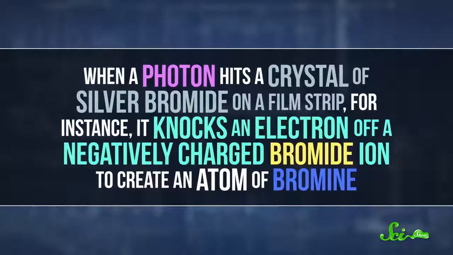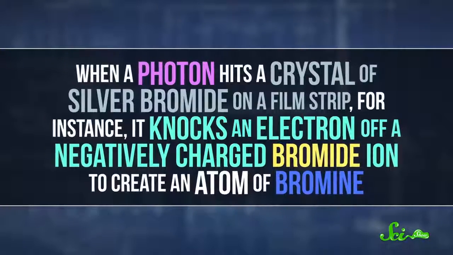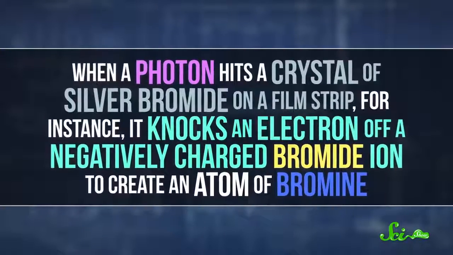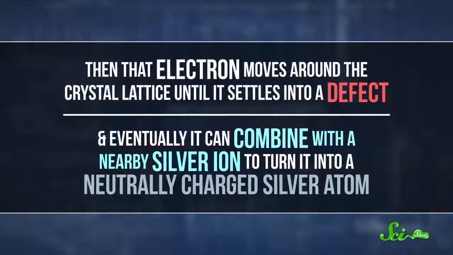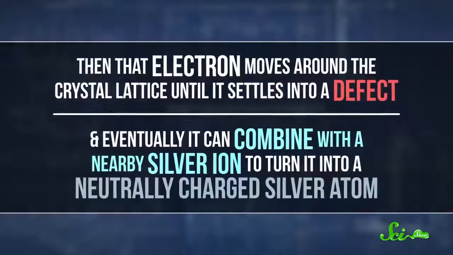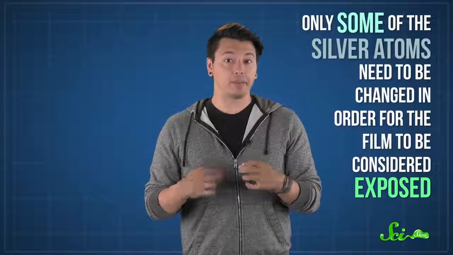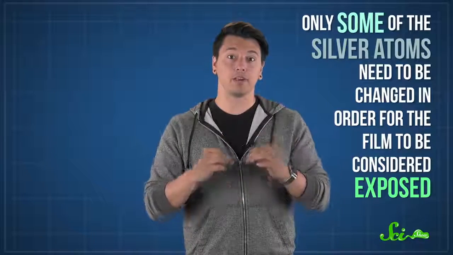When a photon hits a crystal of silver bromide on a film strip, for instance, it knocks an electron off a negatively charged bromide ion to create an atom of bromine. Then that electron moves around the crystal lattice until it settles into a defect, and eventually it can combine with a nearby silver ion to turn it into a neutrally charged silver atom. As more light hits the emulsion, this happens over and over again, and creates small pockets of metallic silver. There's still plenty of silver bromide left over though. The photons don't change every halide. Only some of the silver atoms need to be changed in order for the film to be considered exposed.